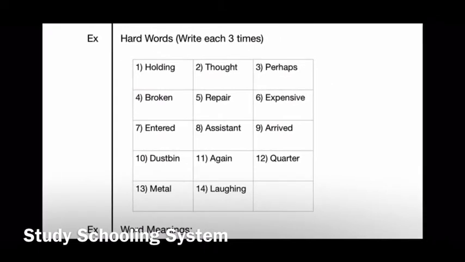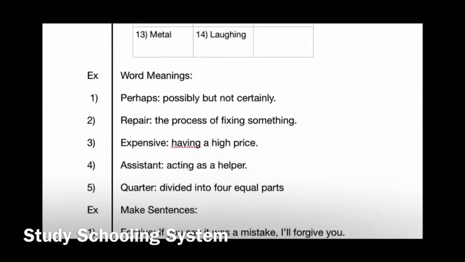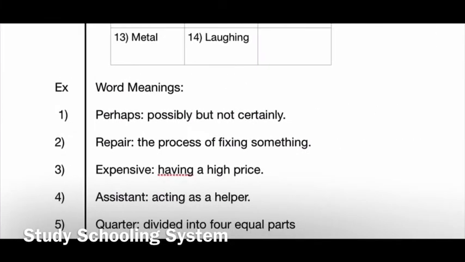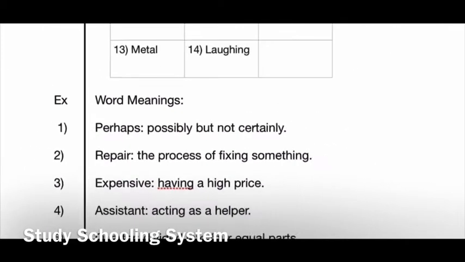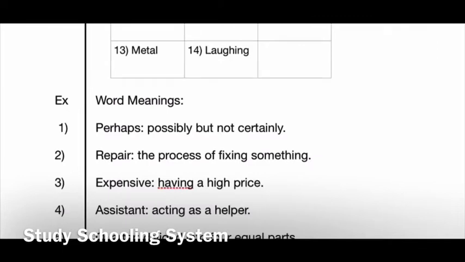Yes. So after that work is done, you will do exercise word meanings. So these are your 5 words, and we will learn the word meanings of them. So number 1 is perhaps. What does perhaps mean? It is another word for maybe. Yes. So you will write possibly but not certainly. This is the meaning of perhaps.